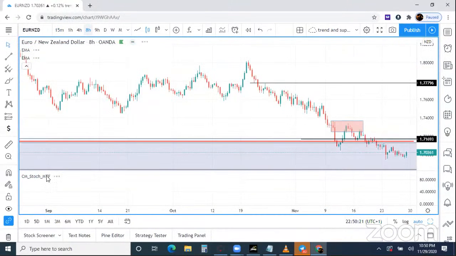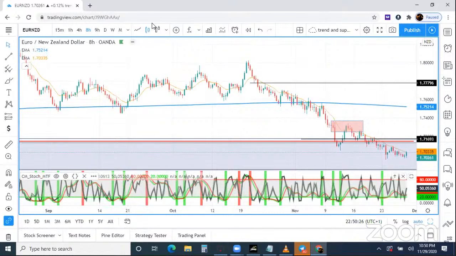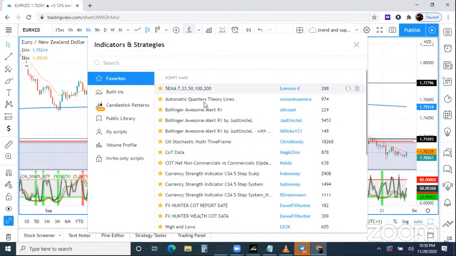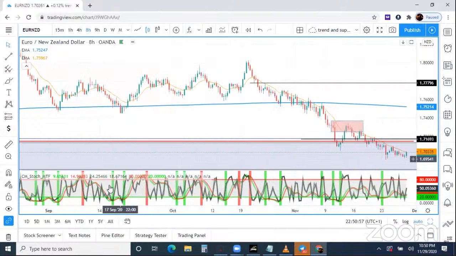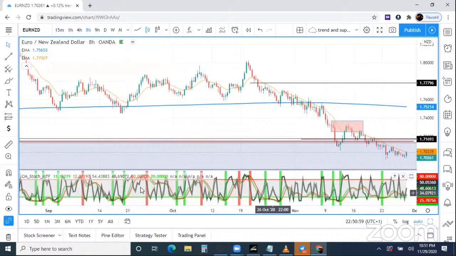Okay, so this is the indicator CM. Let me see if I can find it in my favorites. Here it is. Let's see if we can find it normally. Look at it: CM Stochastic Multi-Time Frame by Chris Moody, 18,268. For those of you who love TradingView, you can do many things with these settings. This is basically stochastic, but I didn't do any settings to it.